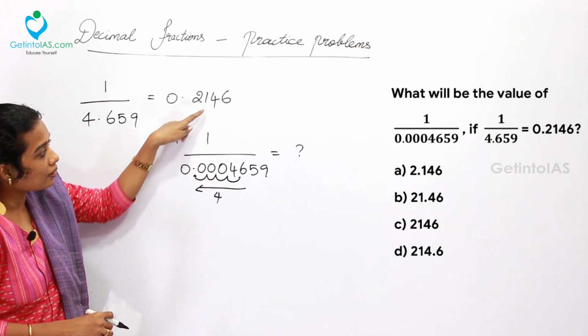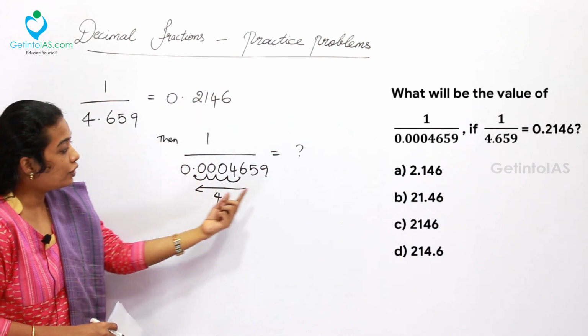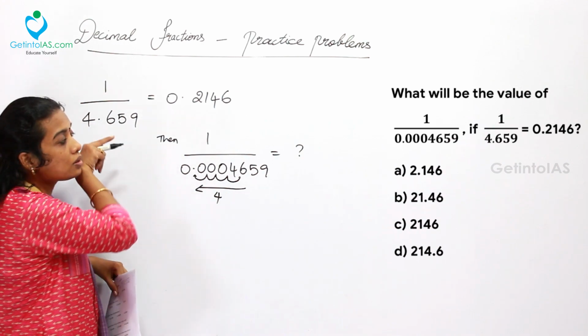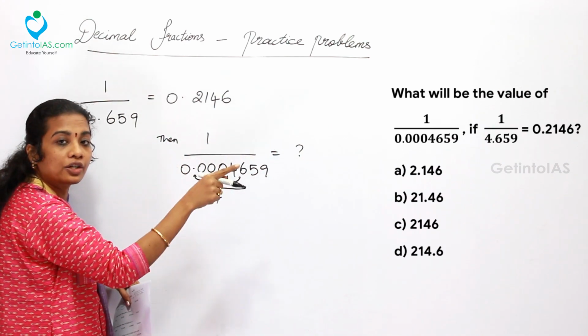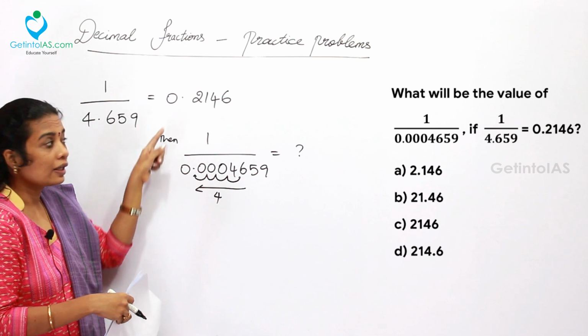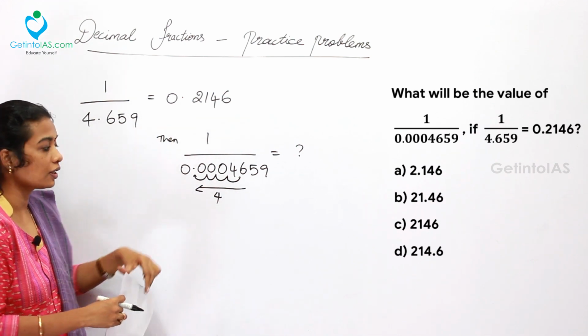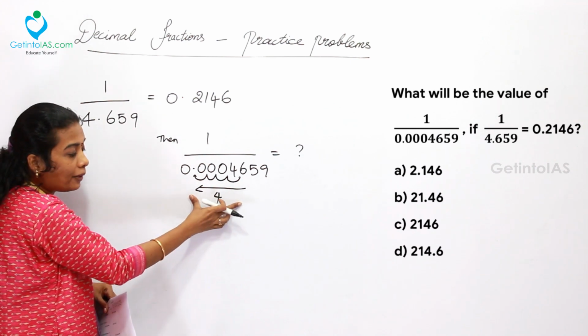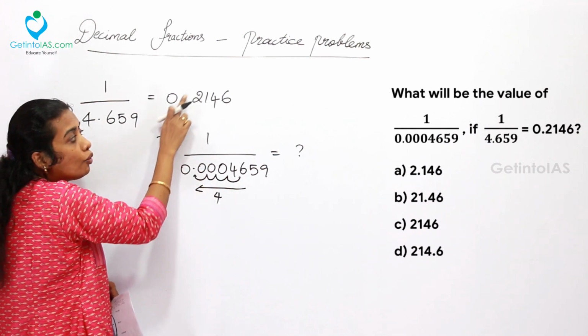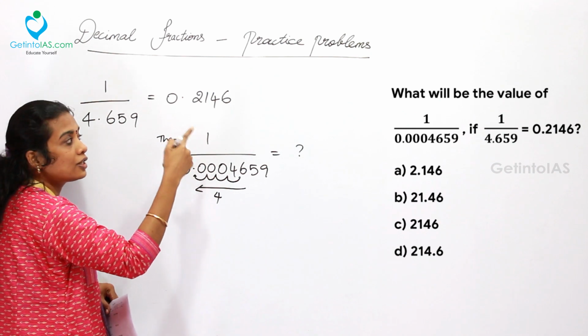So denominator and the result, what is the relationship? If the denominator goes left, the result will go in the opposite direction, to the right. If the numerator goes left, the result will reflect in the same direction. For the denominator, opposite direction. So here we can say 4 places to the left. Here 4 places you want to move the decimal point to the right.